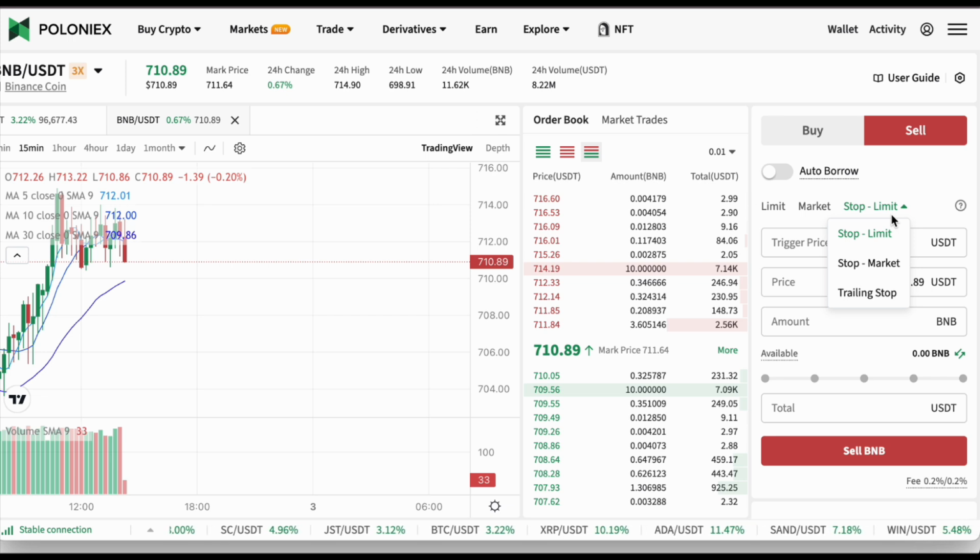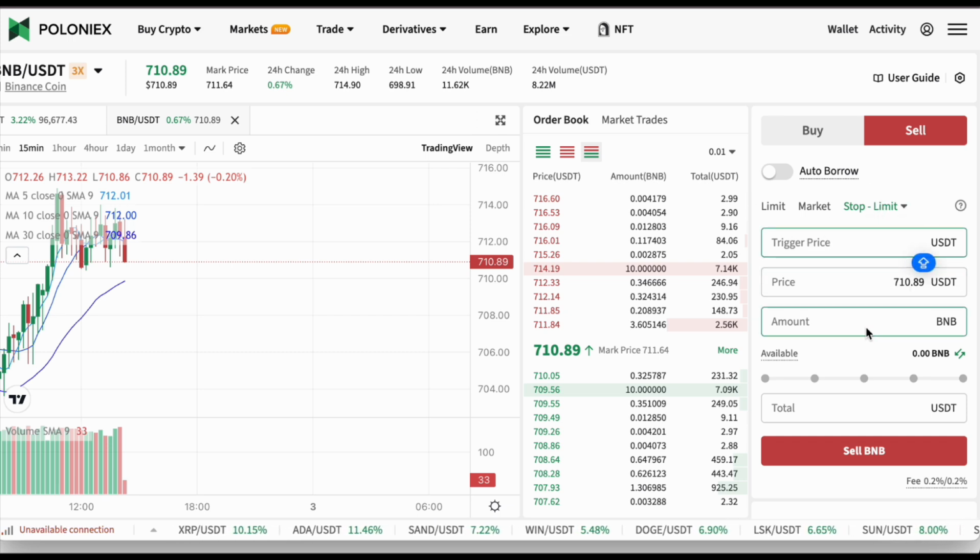But let's now say the market might go south and you don't want to lose more than a particular percentage. You don't want to lose more than 5% of the capital you're using to trade. What you now do is take the 710 entry price multiplied by 0.05, that is 5%. Then you subtract the result from your entry price, 710, to give you the price you're going to use. You set it here as the trigger price. So when it drops to that price, it closes the trade for you.